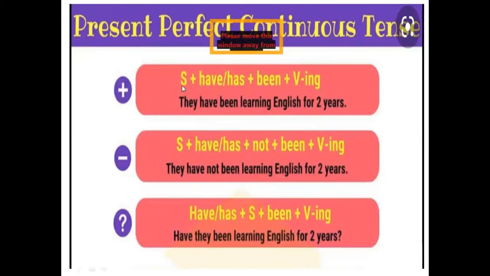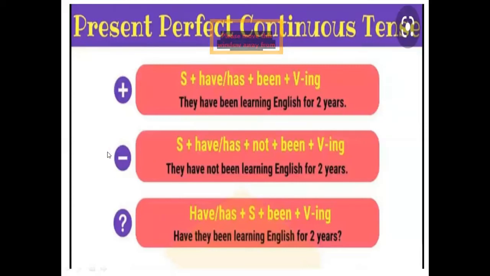In the affirmative sentence, we have the structure of subject, then have or has, then been, then the first form of the verb with ing, then at the end of a sentence, we use an object. For example, they have been learning English for 2 years.